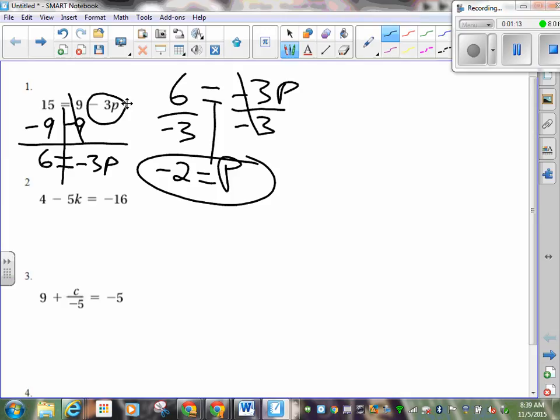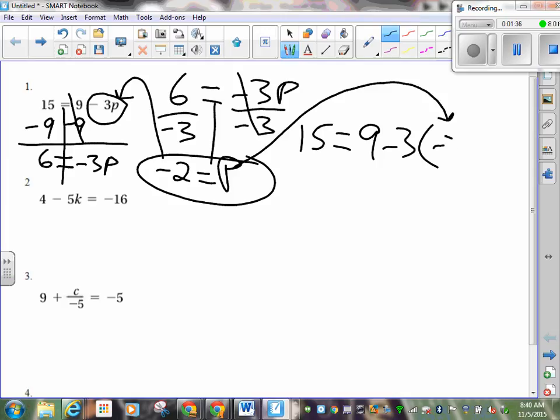Again, you can check this. You don't have to, but when you do the quiz tomorrow, if I want to check, make sure you have the correct answer, I can plug that back into the original question. So I'm going to take 15 equals 9 minus 3p, but p equals negative 2, so I'm going to plug negative 2 into there. And what happens? 15 equals 9, negative 3 times negative 2 is a positive 6, and that is true. That's how you can check it.